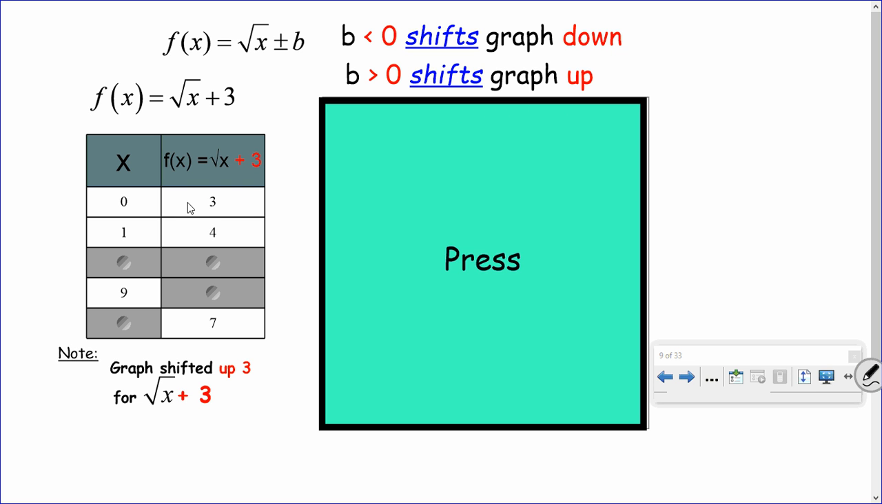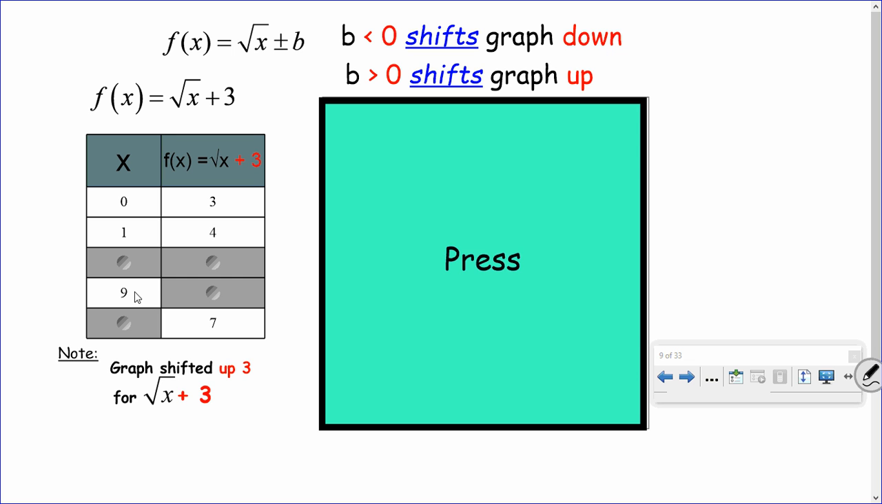So here we got the square root of x plus 3. If we use 0 for x, the square root of 0 is 0, and 0 plus 3 is 3, so we would graph the point 0, 3. Let's try x equal 1: the square root of 1 is 1, and 1 plus 3 is equal to 4, so we can graph those points. Here are some other points I hope you'll find.